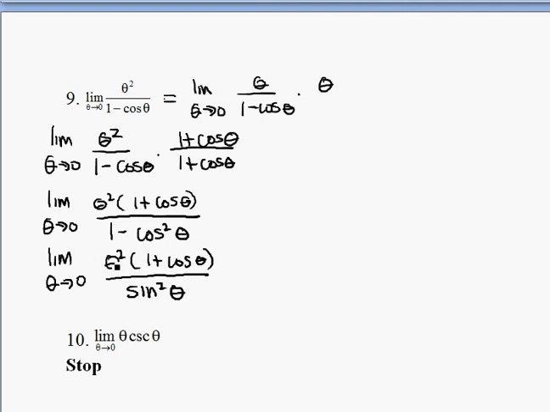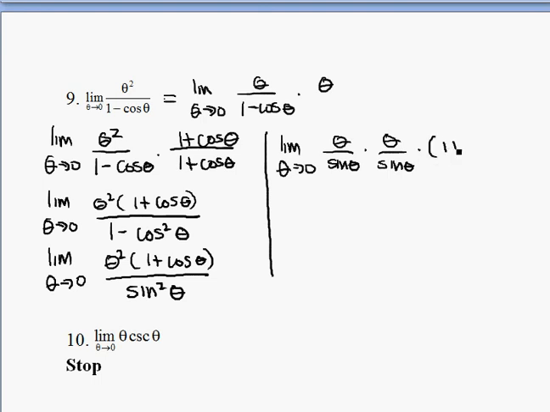Well, this is one of our magic limits. So let's just rewrite it so it's easier to see. It's theta over sine theta times theta over sine theta times 1 plus cosine theta. Well, this limit is 1, and notice that theta times theta is theta squared. Sine times sine is sine squared, and 1 plus cosine just goes on the outside. So this limit is 1, this limit is 1, and if I plug in 0 here, I get 1 plus 1. So this is 1 times 1 times 1 plus 1, which is equal to 2.